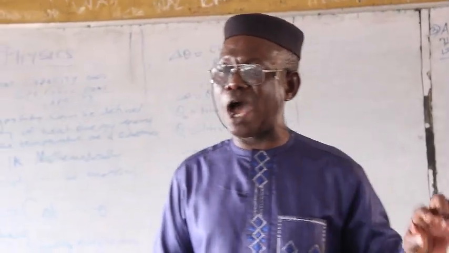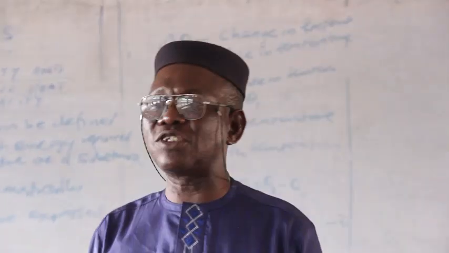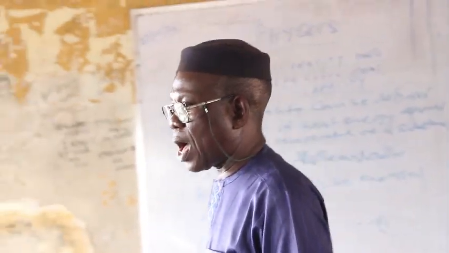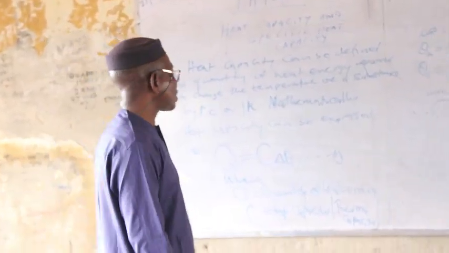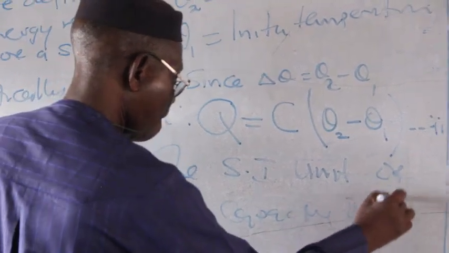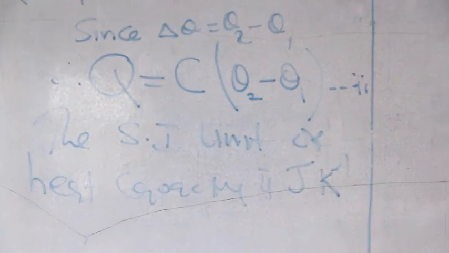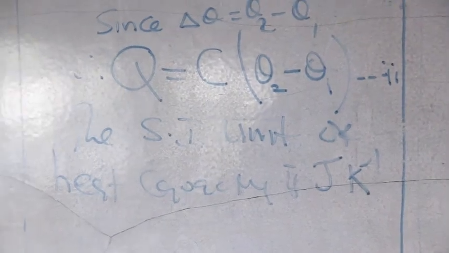Quantity of heat required to raise the temperature of a substance by 1 degree, that is called thermal capacity or heat capacity. Cleared? Yes. The SI unit of heat capacity is joule per Kelvin. Joule per Kelvin. That's the SI unit of heat capacity.